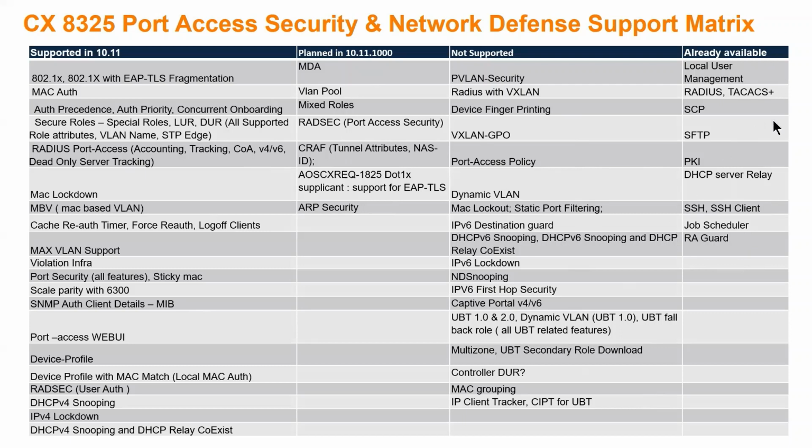And 8325 has minimum other management authentication features already available in it during its initial deployment as well. So like local user management, RADIUS, TACACS, SCP, SFTP, PKI, DHCP server, SSH server and client, job scheduling, and RA guard.